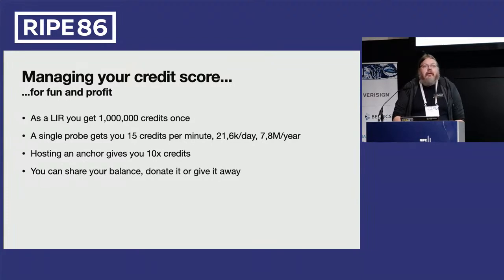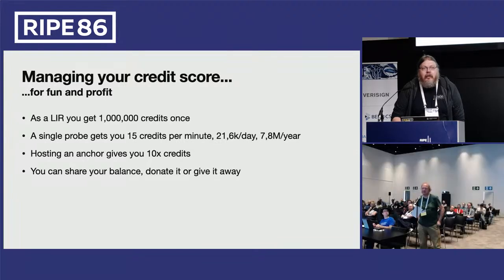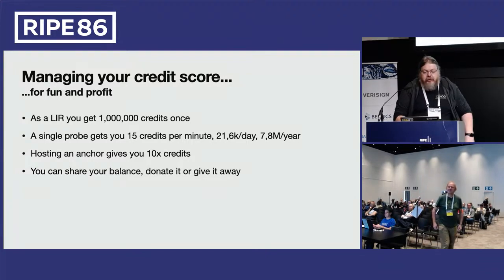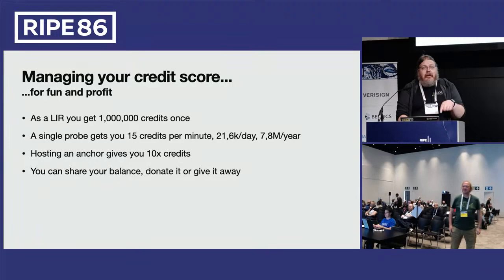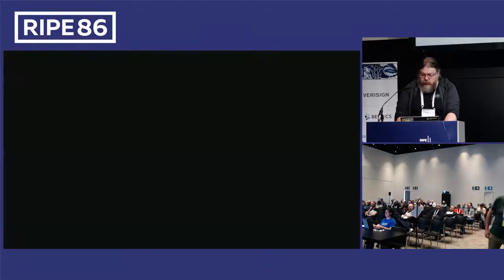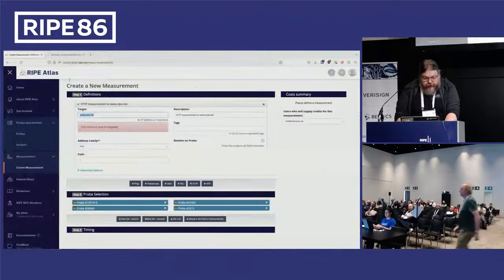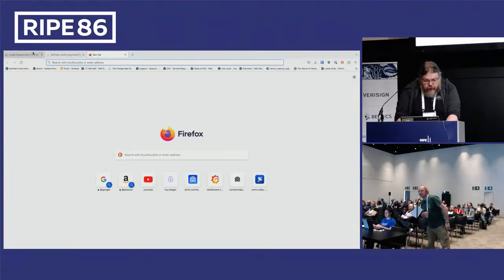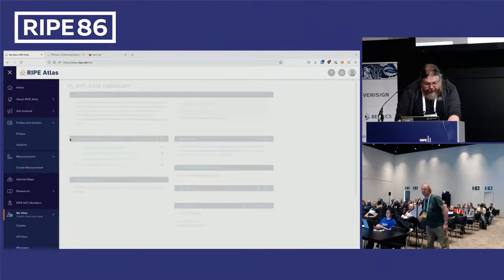A small correction, at least online it says as a LEA you get 1 million credits once per month if you go on the website. So I'm not sure which one is correct. My impression was you get this 1 million credits once when you sign up, but we can check on the website. If you go to your credit page, there should be a link up there to claim your 1 million credits.